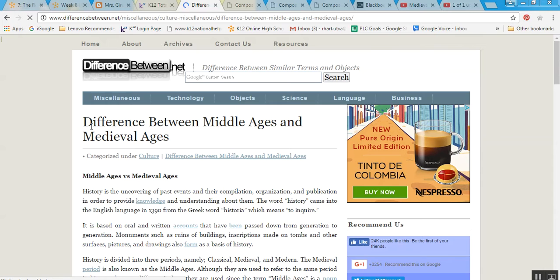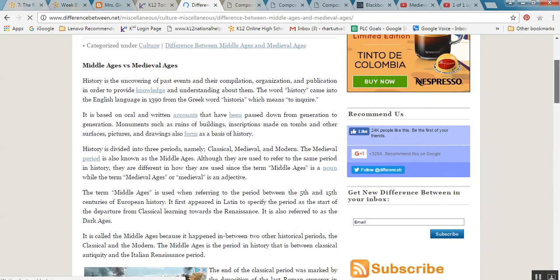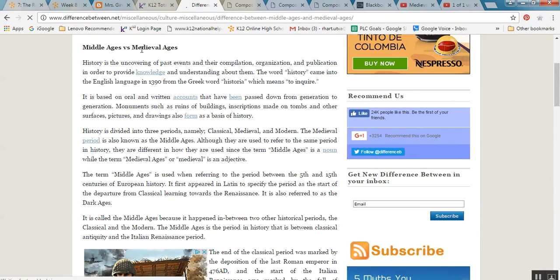The difference between that I searched today was the difference between Middle Ages and Medieval Ages. So when you're studying this period of history, you will hear the Middle Ages, the Medieval Ages, the Dark Ages, and I just wanted you all to be aware that those three terms essentially refer to the same period in history. And I'm just going to go ahead and read this article that I found. Middle Ages versus Medieval Ages.